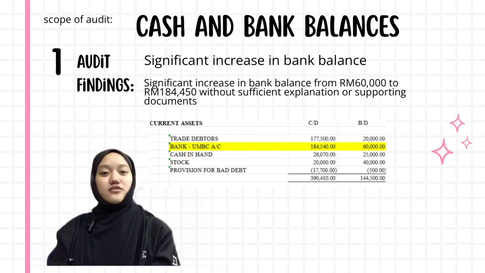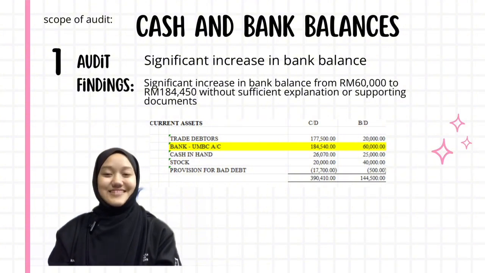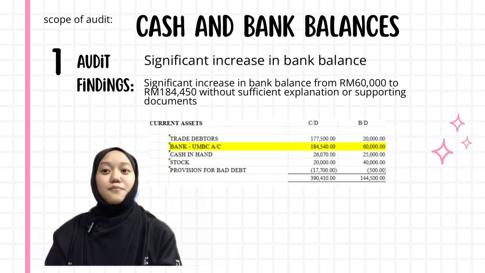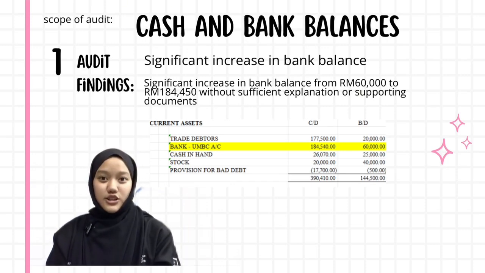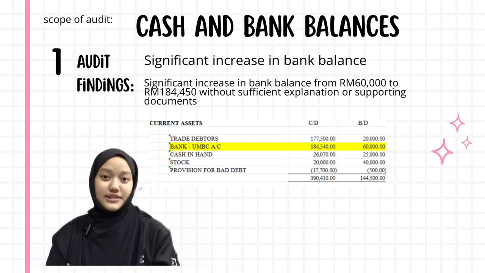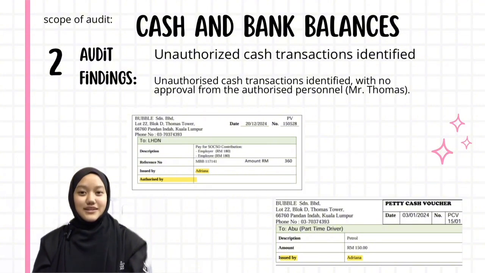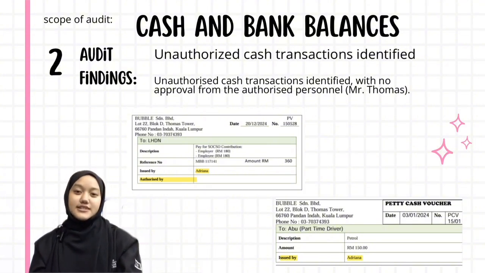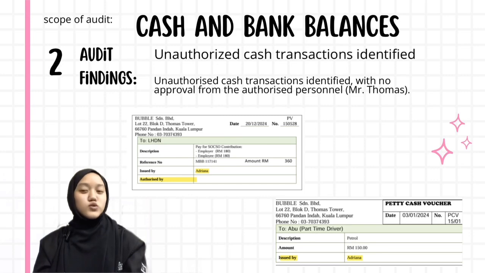The first finding we found in the cash and bank balances cycle is a significant increase in the bank balance. We found that the bank balance increased from 60,000 to 184,540 ringgit during the year. However, there was no sufficient explanation or supporting documents to justify this increase. The second finding is unauthorized cash transactions. We found that several cash transactions were not approved by the authorized person, Mr. Thomas. This increases the risk of fraud and weakens the company's internal control.